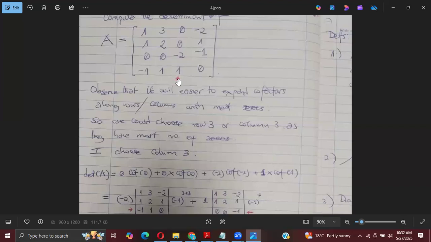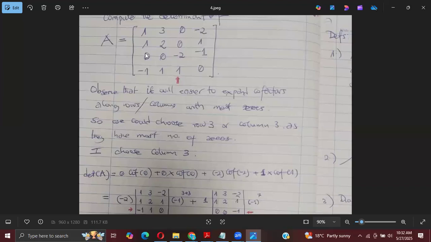So to get cofactor, remember what you need. You need the position. So you can see this minus 2, where is it? It's in row 3 and in column 3. So it's going to be 3, 3. So it's minus 1 raised to power 3 plus 3 times, of course, don't forget this is minus 2 times its cofactor. Its cofactor is determined by the sign times the determinant of the matrix you get by deleting this row and this column.